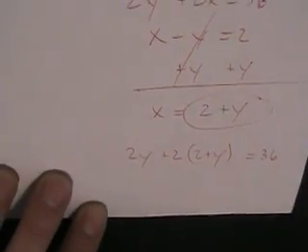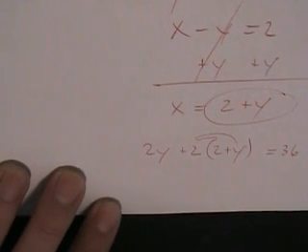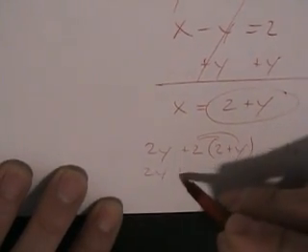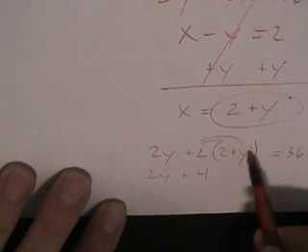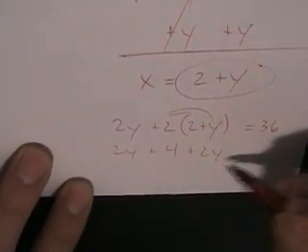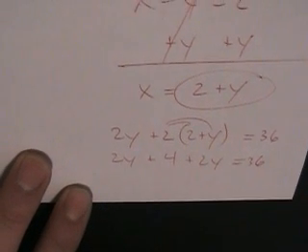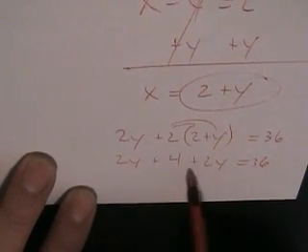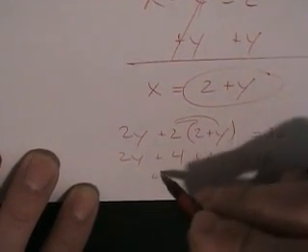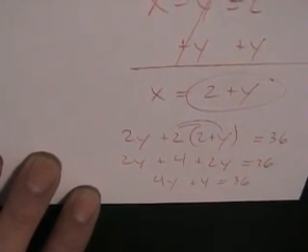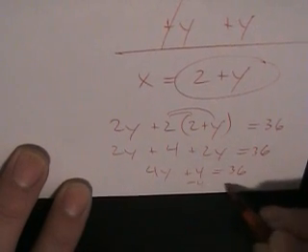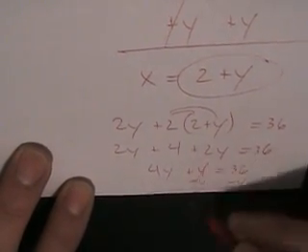Let me distribute this right there. So this is 2y plus 4, 2 times 2, and then 2 times y, that's plus 2y, equals 36. I have a 2y and a 2y, so that's 4y. 4y plus 4 equals 36. Let me subtract 4 from both sides. Minus 4, minus 4. So these are gone.